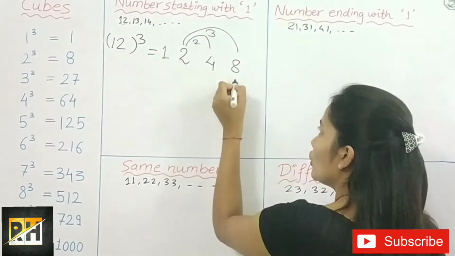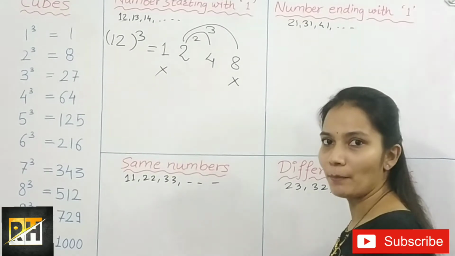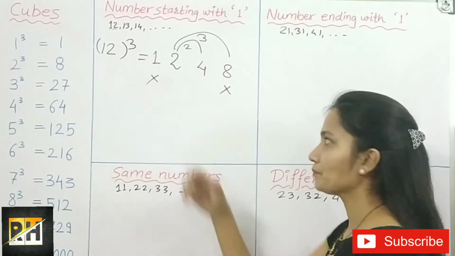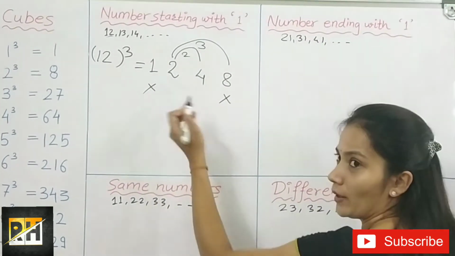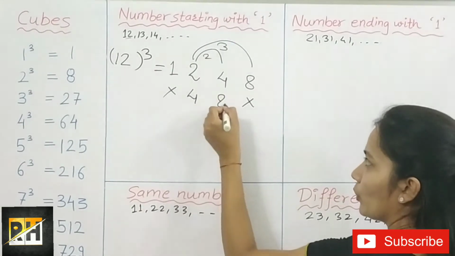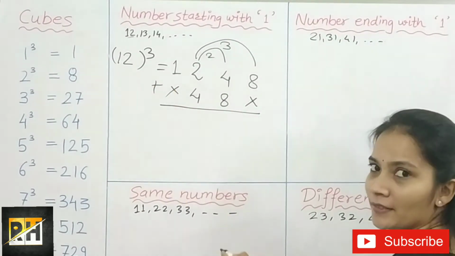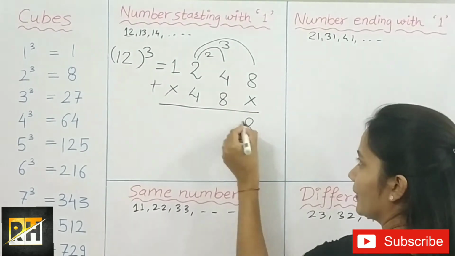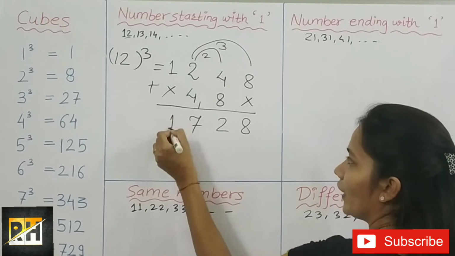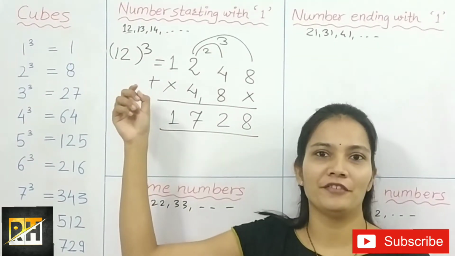Next step is you will avoid the unit place number and the first number, and you will double these two numbers. Double of 2 is 4 and double of 4 is 8. And then you will add this. So 8, 12, 1, then 7 and 1. And this is the cube of 12.